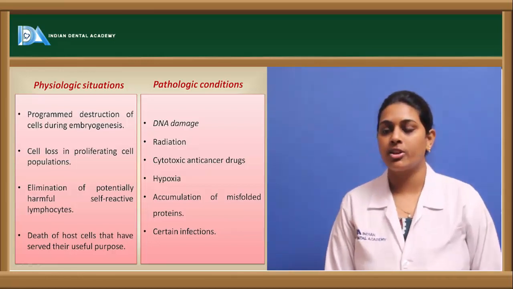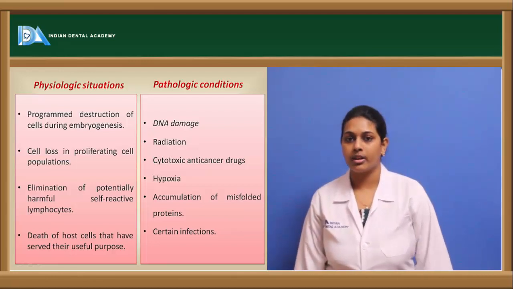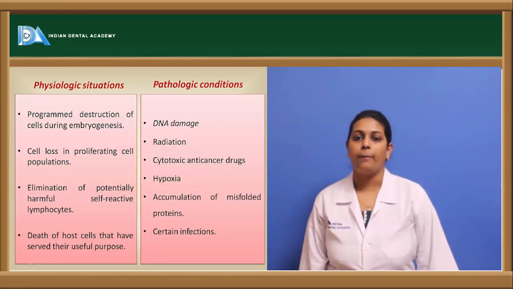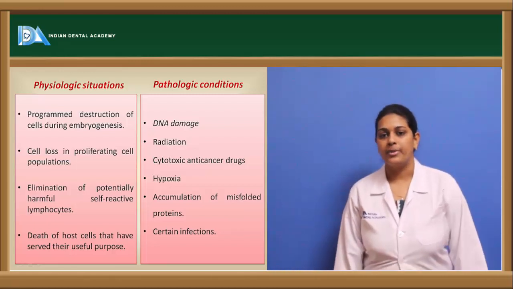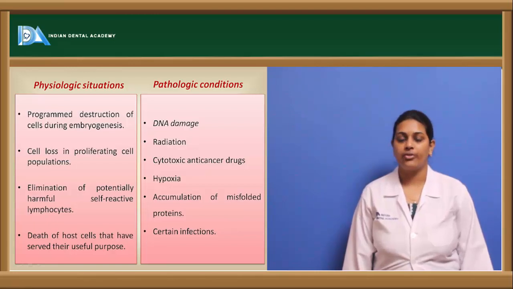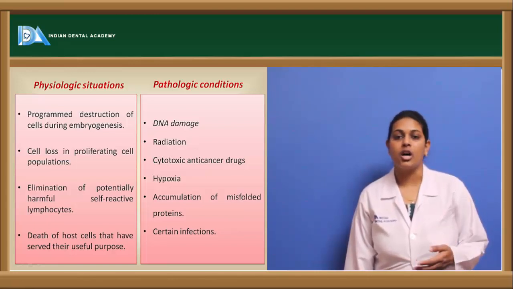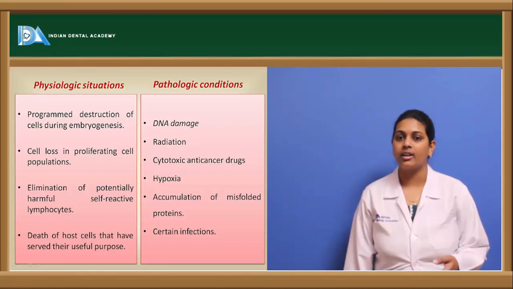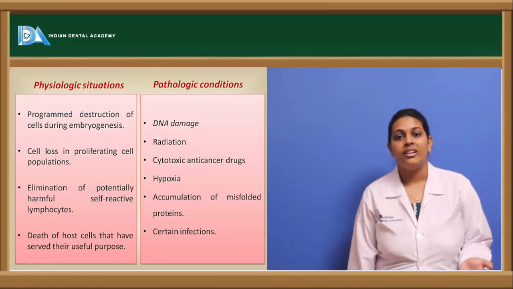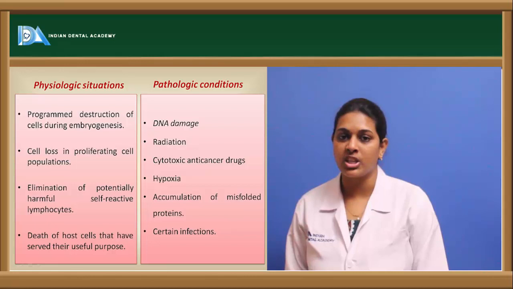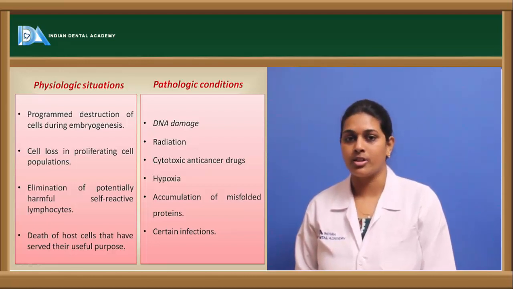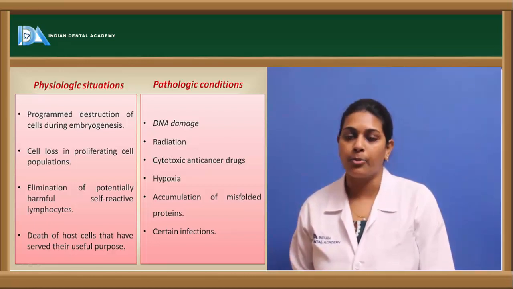So apoptosis in case of pathological conditions, usually we see in case of DNA damage or irradiation, or because of any cytotoxic anti-cancer drugs, or any hypoxic conditions, or accumulation of misfolded proteins, or presence of certain infections. These are the conditions which usually create a situation for the cell where it cannot be reversed to its normal function in spite of its adaptive responses. So in such conditions, usually apoptosis occurs.